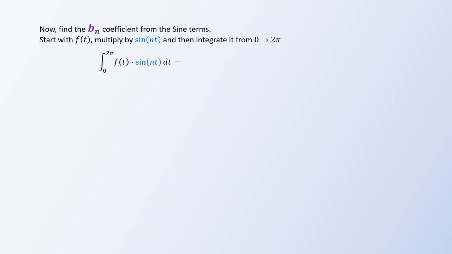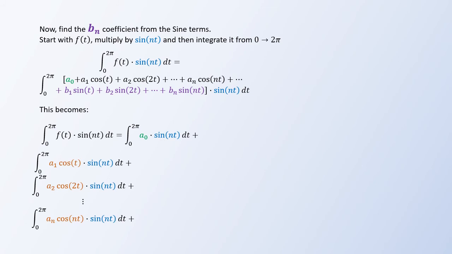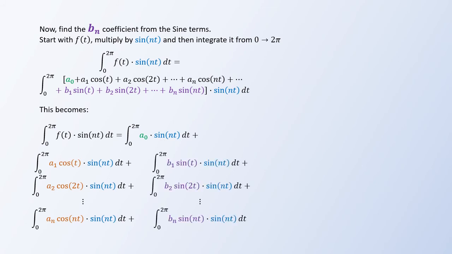So once again, it looks like that. And so we're multiplying the whole mess times sine of nt. And so this becomes the integral from 0 to 2 pi of f of t sine of nt is, well, there we've got the constant term times sine of nt. We've got all the cosine terms. And again, of course, we've got all of the sine terms.